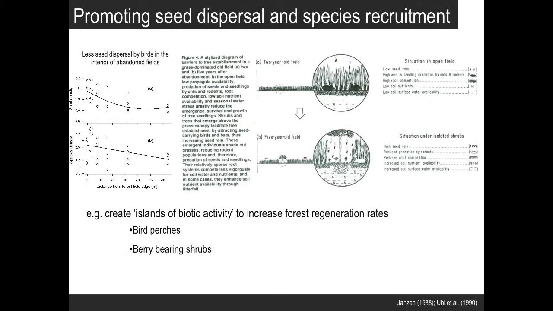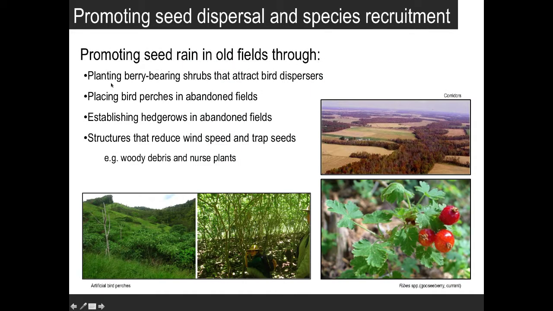Promoting seed dispersal and species recruitment. If you remember our example from the Amazon, bird species were found to forage in old fields, mostly very close to the forest field edge. In the interior portions of old fields, bird diversity and abundance and also the seed rain were quite low, except where berry-bearing shrubs were found, and these served as effective islands of biotic activity that increased forest regeneration rates.